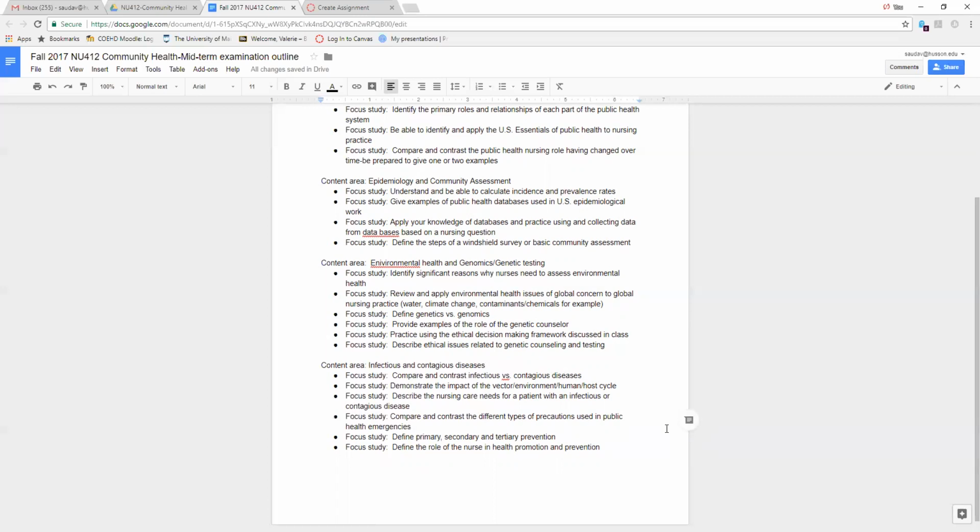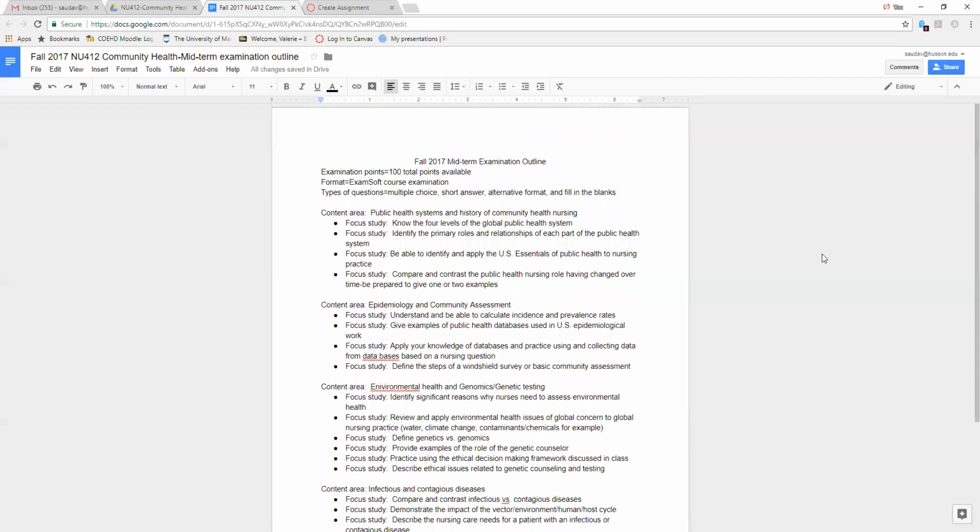Compare and contrast the different types of precautions used in public health emergencies. We did have a little practice in class on different types of precautions, so make sure you're solid from standard precautions to airborne to contact to transmission precautions, and know when to use each. The last component that you'll be tested on for this exam will be to define primary, secondary, and tertiary prevention. Make sure you understand the differences, and then make sure you're able to define the nursing role in health promotion and prevention. My suggestion is to make sure you review all the PowerPoint slides and all the discussions that we had in class. Remember, you're a nurse, so keep the focus on nursing and nursing care.